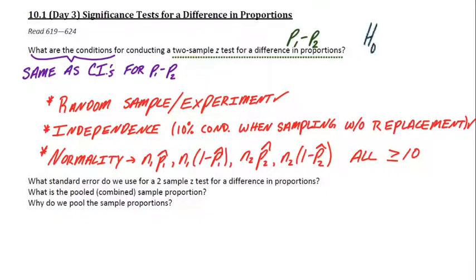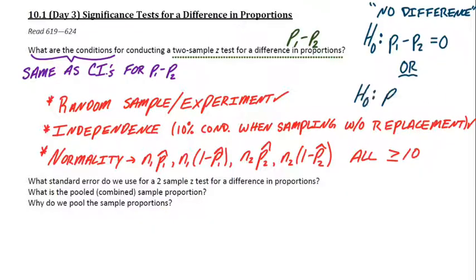So what are the hypotheses going to look like for our significance test? Well, remember the null hypothesis. No matter what test you're doing, it's a statement of no difference. Things are the same. So if p1 and p2 are the same, then p1 minus p2 would be equal to 0. So the null is always no difference. Or another way you could write that, if you prefer, you could just say p1 equals p2, just add p2 to both sides. So that's what our null hypothesis will look like.